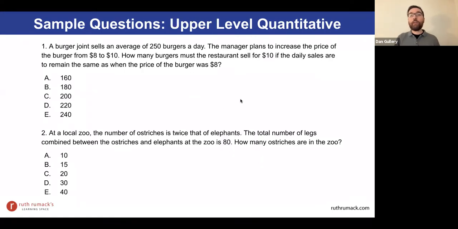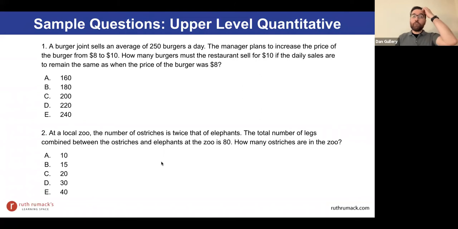For the upper level quantitative, to give you an example of a word problem from this one: a burger joint sells an average of 250 burgers a day. The manager plans to increase the price of the burger from $8 to $10. How many burgers must the restaurant sell for $10 if the daily sales are to remain the same as when the price of the burger was $8? So again, there's quite a bit of complex math going on here. Understanding what the question is actually asking, making a plan for how to answer it, and then looking at the answer choices and finding the appropriate answer is a lengthy process with 25 math questions in 30 minutes. So there are 2 math sections, each with 25 questions.